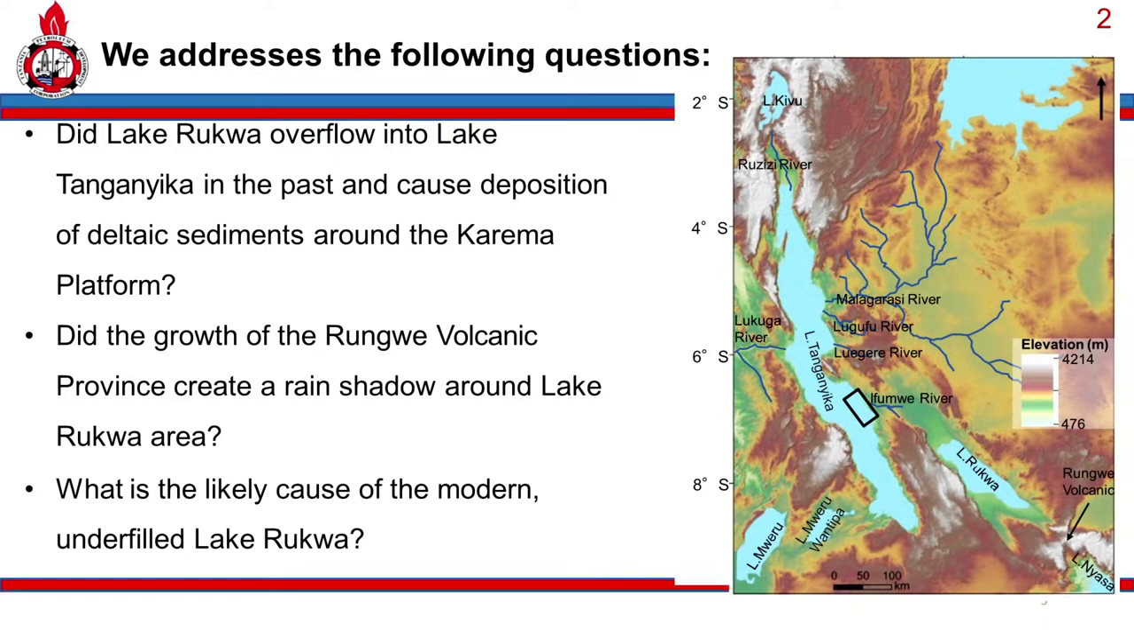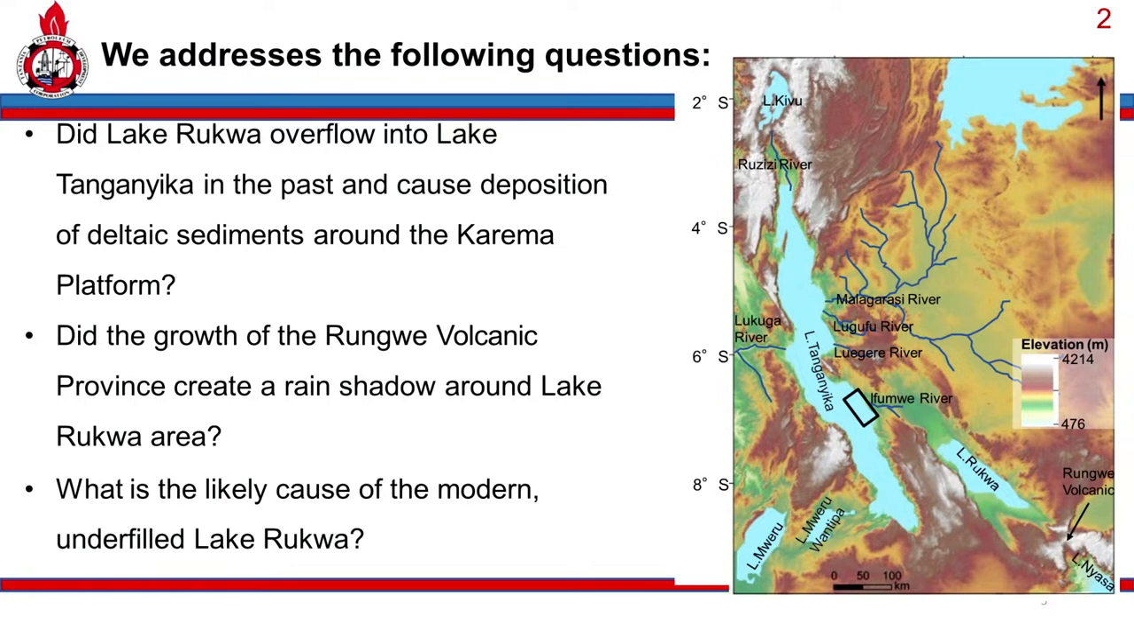So that is why we were very eager to know if the data that we see at Karema were due to the overflow of Lake Rukwa and Lake Tanganyika. So we answer several questions. One of those questions is, did Lake Rukwa overflow into Lake Tanganyika and cause those deltas? And did the growth of the Rungwa volcanic province create a rain shadow around the Lake Rukwa area? And what is the likely cause of the modern underfed Lake Rukwa?